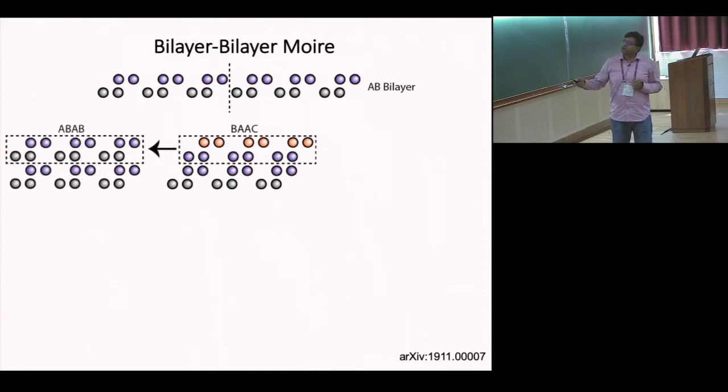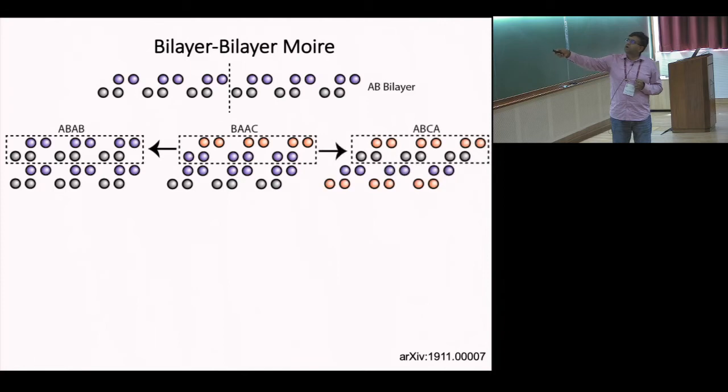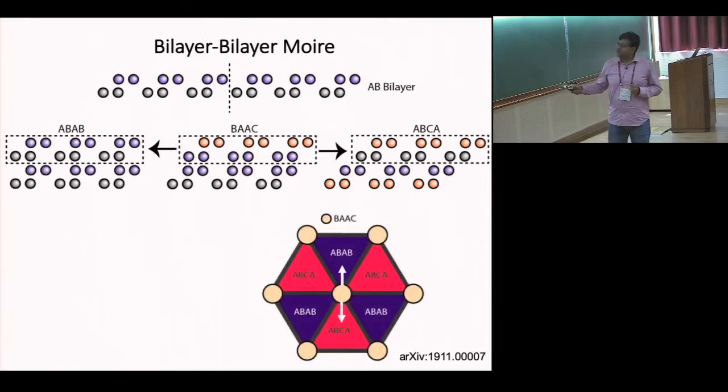And further, if you shift the lattice constant by one on one side, you get ABAB, or Bernal graphene. But if you shift it by one on the other side, you actually get rhombohedral graphene, ABCA graphene. And so what this says is that if I take a sheet of small twist angle double bilayer graphene, then the regions that are formed have big regions of Bernal graphene and rhombohedral graphene. And so these two sites are inequivalent with each other.